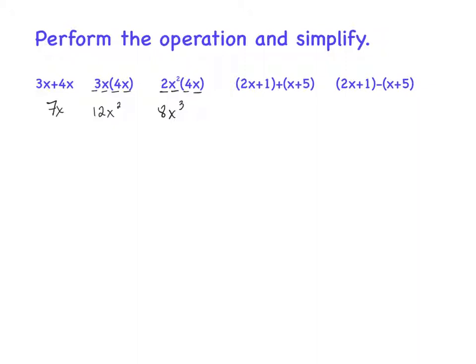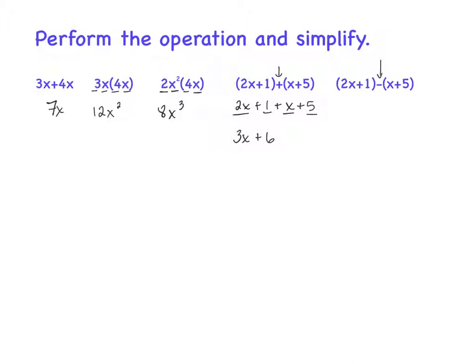The next one, if you'll notice here, we're just adding, so it's actually unnecessary to have these parentheses. So this can just be 2x plus 1 plus x plus 5, and then we combine our like terms. 2x plus x gives us 3x. 1 plus 5 gives us 6. So 3x plus 6.